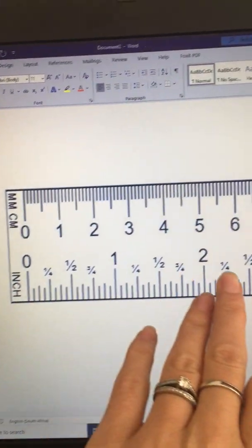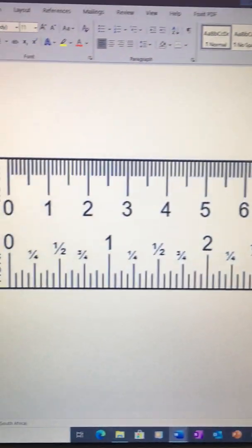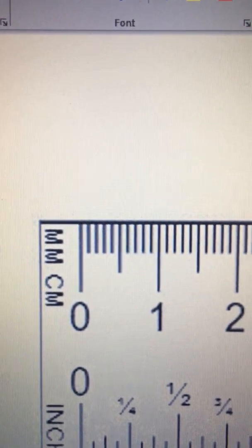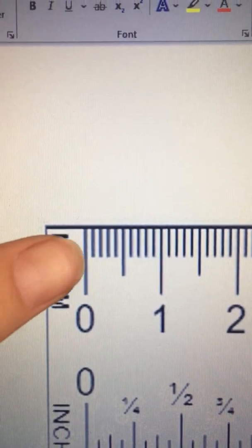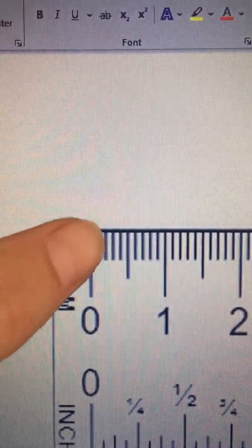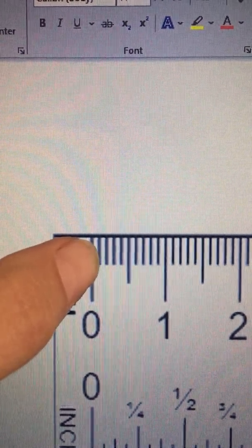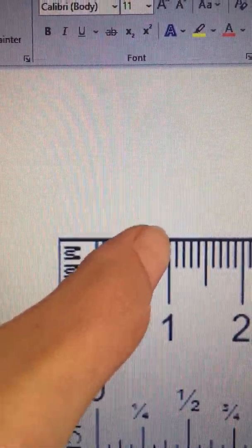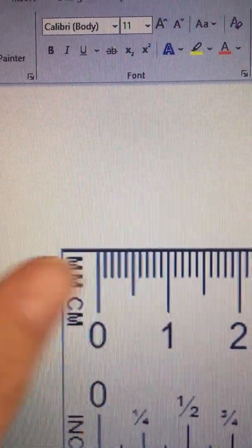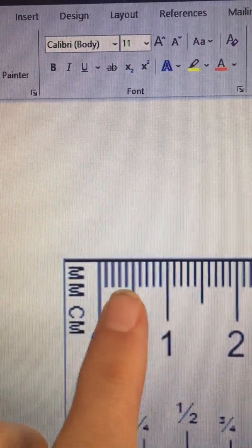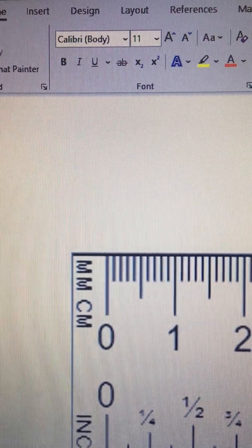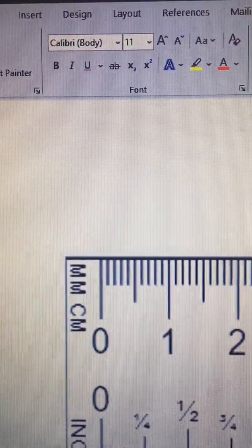The bottom part of this ruler counts in inches, which we don't really do here in South Africa. So I want you to focus on the centimeter side and the millimeter side, which is here. So how many millimeters are in 1 centimeter? Remember, if you count these little lines, you get 10 of the little lines before you get to the big long one, which is 1 centimeter. So this is 1 centimeter or 10 millimeters. Not very, very big or very long.